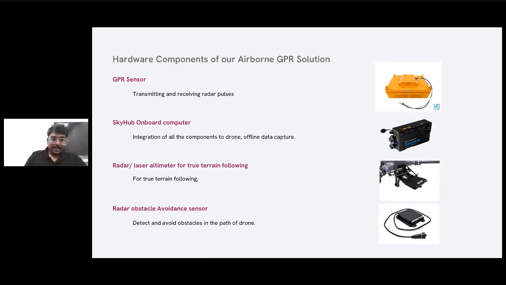Next is the SkyHub onboard computer. The SkyHub onboard computer is the heart of the solution. It is the part that integrates all the other items into the drone's system. Next, we have an altimeter, which can be a radar altimeter or a laser altimeter for true terrain following. Then a radar obstacle avoidance sensor to sense anything in the way of the drone and detect it from the path to avoid colliding with the object. These are the basic parts of the airborne GPR solution that we offer.